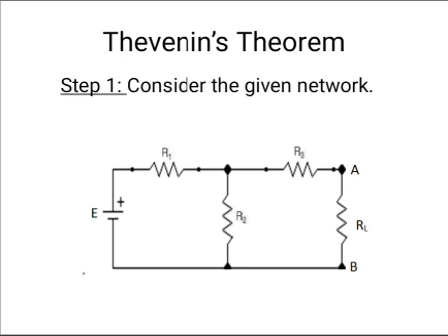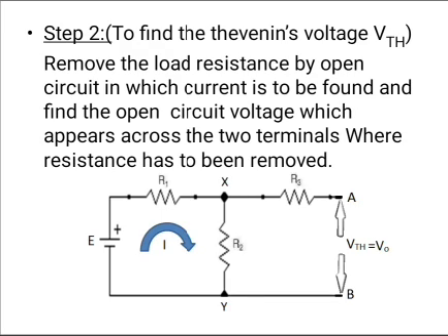Step 1, consider the given network. This is the given network. Step 2, to find the Thevenin's voltage VTH, first remove the load resistance by open circuit, in which the current is to be found, and find the open circuit voltage which appears across the two terminals, that is VO, the output voltage. It is nothing but Thevenin's voltage, where the resistance has to be removed.